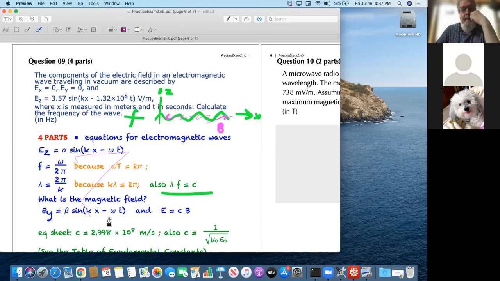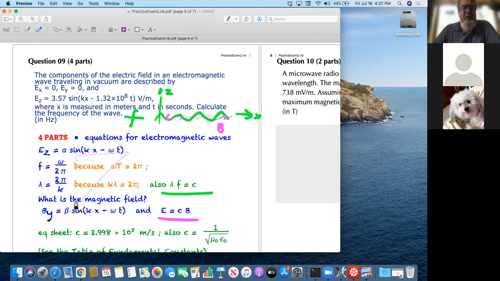What's beta? Well, again, a property of electromagnetic waves, and you should have a collection of equations about the electromagnetic wave. E is equal to c times B, where c is the speed of light. Now, the equation sheet may tell you the value of c. It doesn't tell you here. There is a front page for the exam which gives you some physical constants.